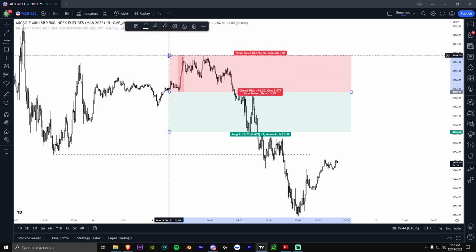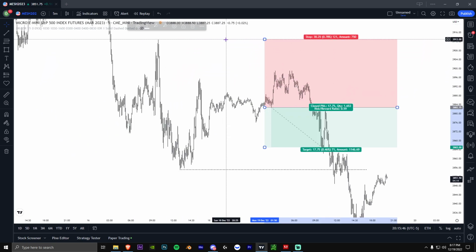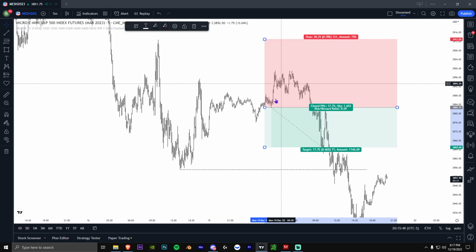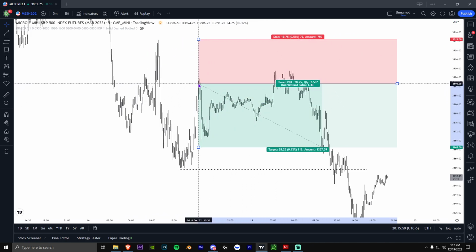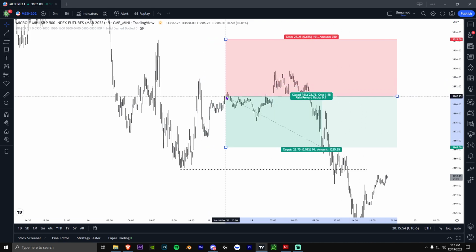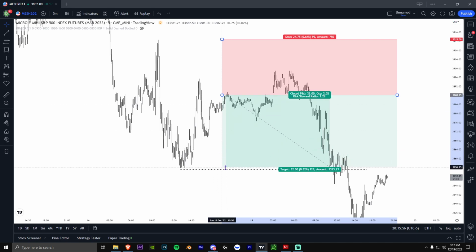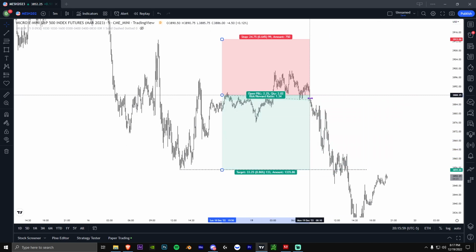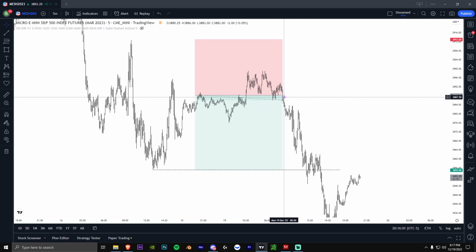So this is kind of what I drew this morning. It would be invalidated if we broke this, which I didn't think we were anyways. And then I drew this at 3988. So right here, and I thought we'd hit down here. So this is not like a play you would take, okay?